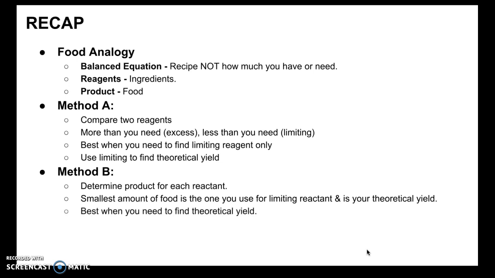Method B is best when you need to find the theoretical yield, because you already have the answer once you do it. So if you need to find the limiting reactant and theoretical yield, or theoretical yield only, use method B, which is what I suggest, but both methods work fine.